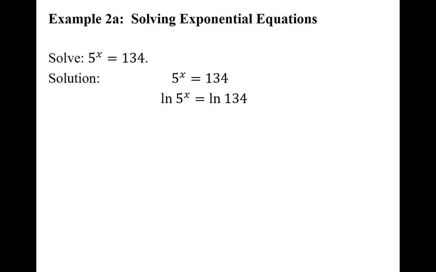Now remember our properties of logarithms. An exponent can become a coefficient. So we're going to take that x from the exponent and make it a coefficient. And now x is a thing we can solve for. Divide both sides by natural log of 5. x is equal to the natural log of 134 over the natural log of 5.